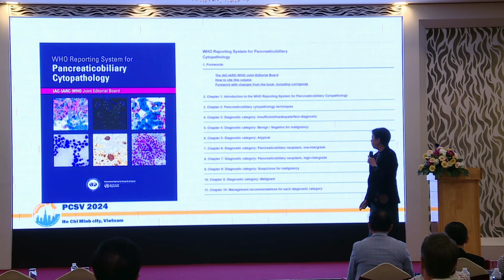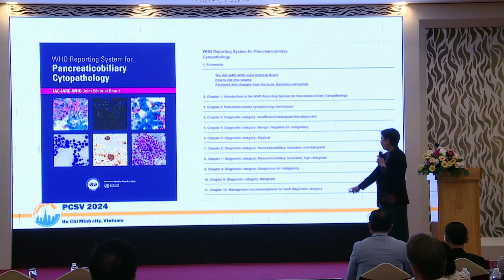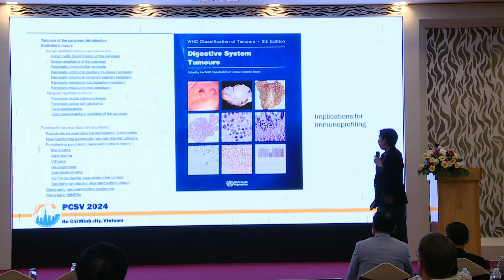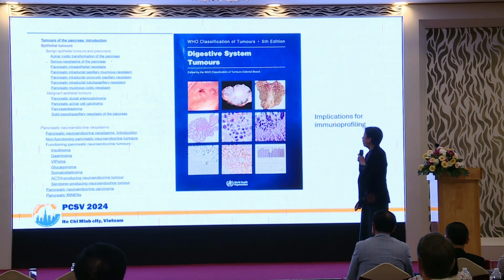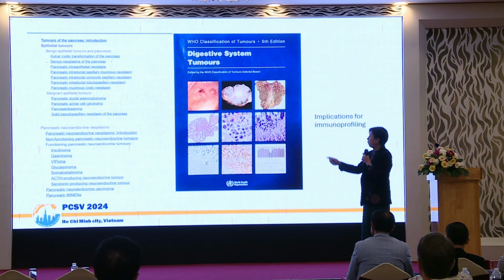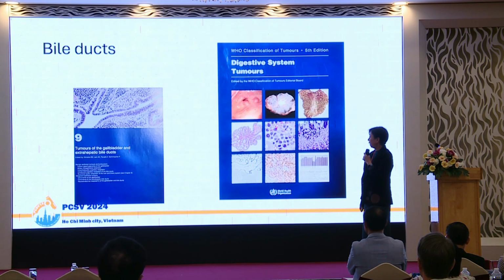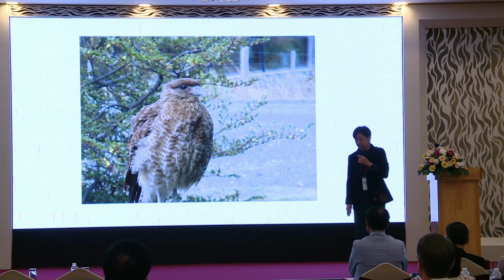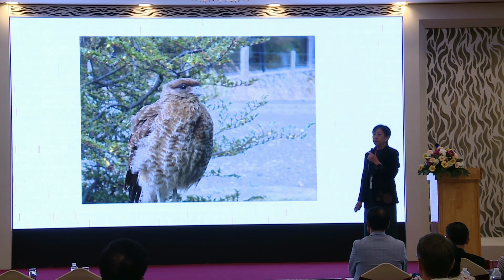So this is the new system, and it has a chapter 10 with management categories for each diagnostic category. And they have tried to tie it to the digestive system tumors, hence the neuroendocrine leaping across different categories. So this is from a little bird in South America, so just to be careful.